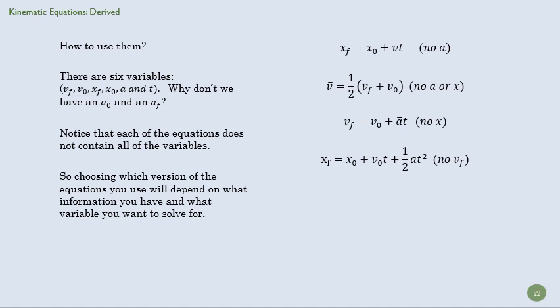Notice that all of these equations don't contain all of the variables, right? So this one doesn't have an A in it, this one doesn't have a VF in it. And that allows us to use these to deal with different situations because we're going to have an unknown that we want to solve for, but we're oftentimes going to have another variable that we don't know in the problem. And so we can choose our equations based upon what we want to know and what we don't know. And you'll get better at that. That just takes a little practice using these equations.